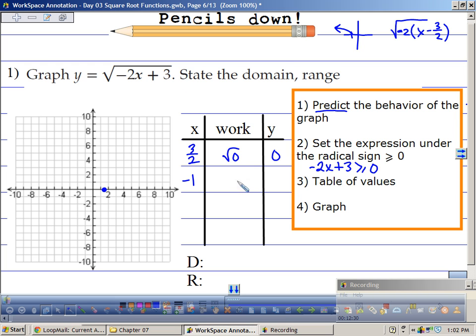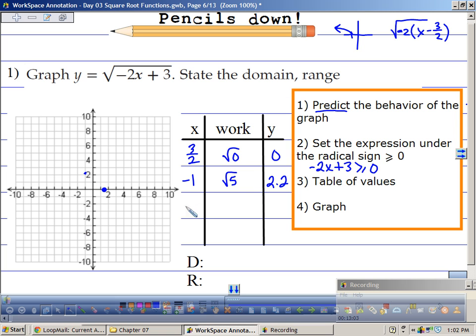Positive 2 plus 3 is, what's the square root of 5? Get a calculator out and tell me. Not everybody move at one time. 2.4? I love that you guys are trying to do it without a calculator. 2.2? Does it have to be super accurate? No, it's a graph, right? So negative 1, 2.2. Awesome. Does that look like it's supposed to?